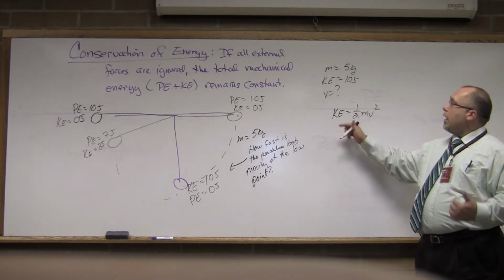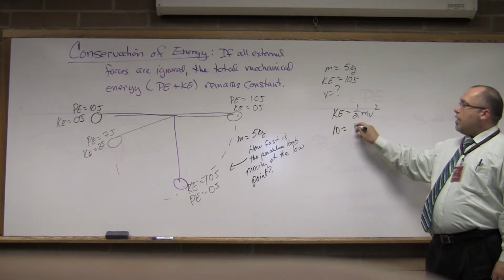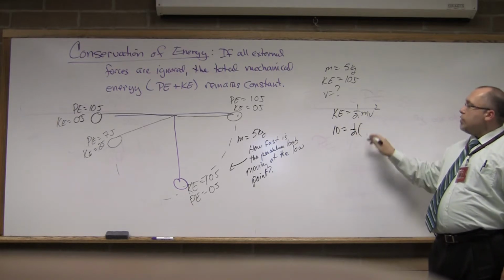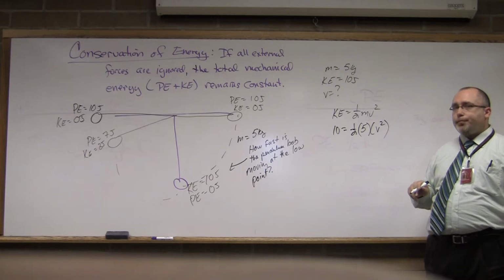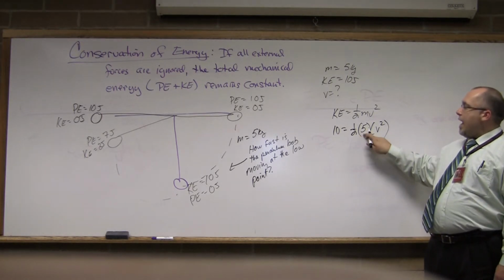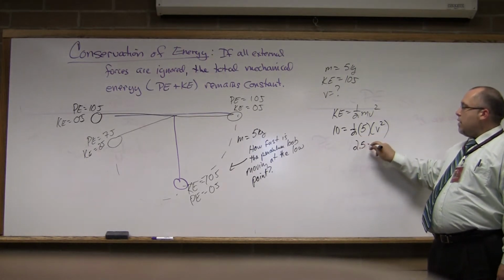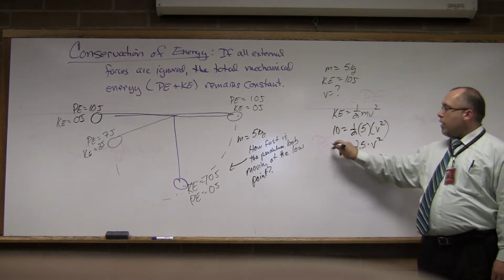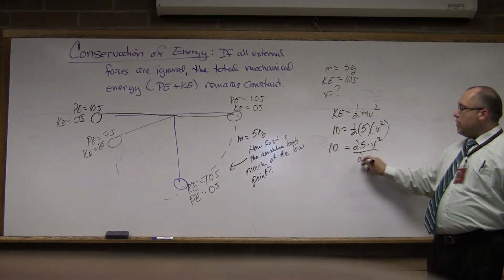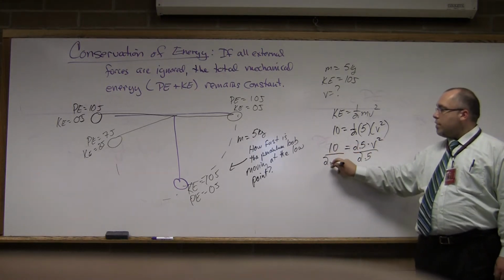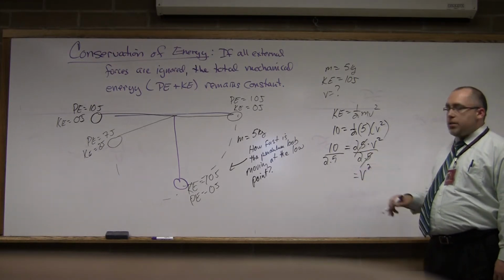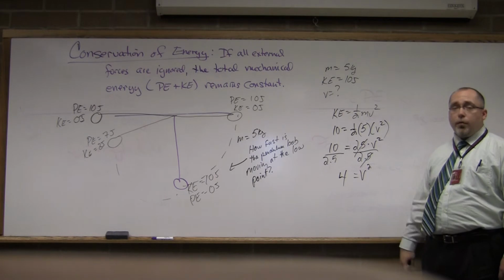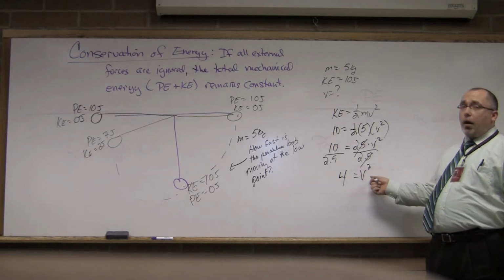So in this case, our kinetic energy is 10 joules. That equals 1/2 the mass, which is 5 kilograms, times the velocity squared. I'll simplify. Half of 5 is 2.5. So 2.5 times v squared equals 10. Divide both sides by 2.5. Those cancel out. You've got v squared. 10 divided by 2.5 is simply 4. That gives you v squared equals 4.